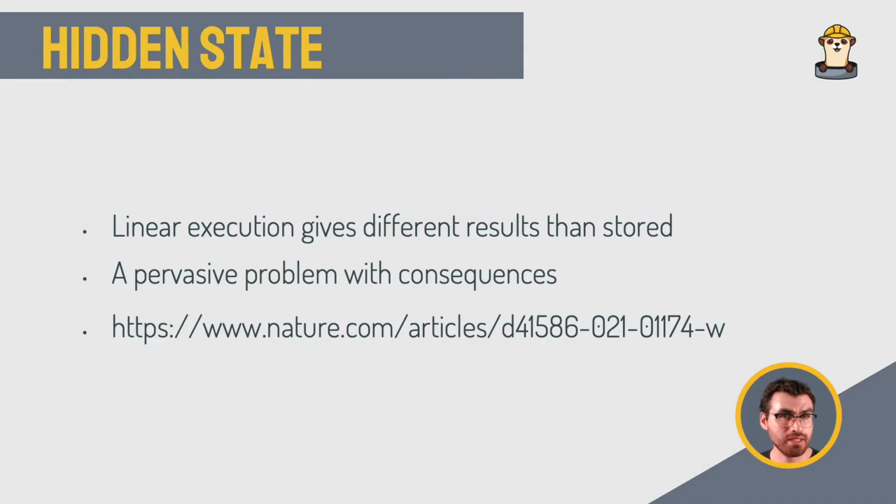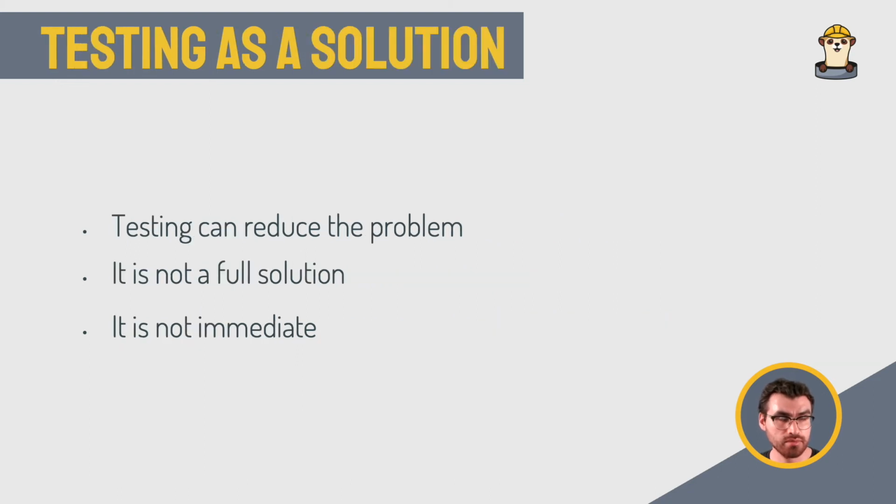Hidden state makes it impossible to reproduce our results. This problem is so pervasive that there is even a Nature post about it. You should check it out in the link. But not everything is bad news. We can ameliorate this problem with testing, as we have seen before. But this is not a full solution, since you may not notice that your notebooks are wrong until you test them. We might be too focused on our work and only realize that our notebook is wrong when the CI fails once we try to merge in production.